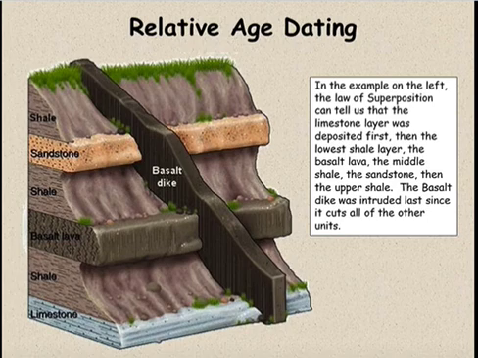In the example shown in this illustration, the law of superposition tells us that the limestone layer was deposited first and is the oldest, followed by the overlying shale layer, the basalt lava layer, another shale layer, the sandstone layer, and finally the upper shale. The basalt dike must be the youngest since it cuts all the other units.